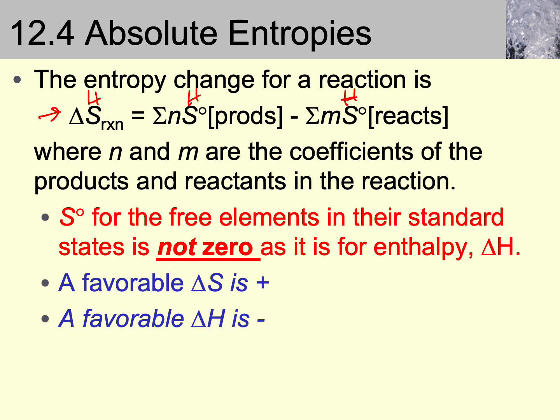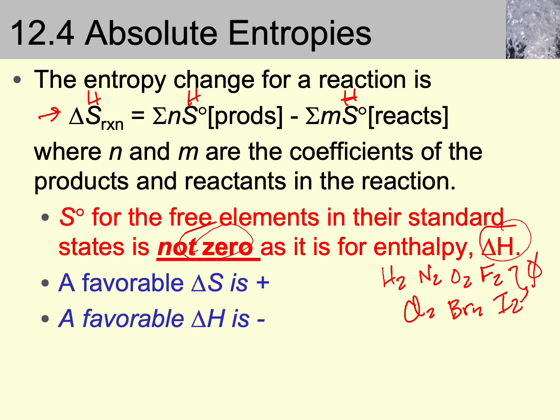Entropy for the free elements in their standard states is not zero. So remember, for delta H, we had hydrogen gas and nitrogen gas and oxygen gas and fluorine gas and chlorine and bromine and iodine. These were all zero for delta H. They are not zero for the entropy. You also need to keep in mind that a favorable entropy is positive and a favorable delta H is negative as we move forward.